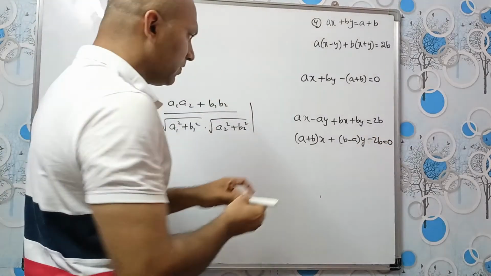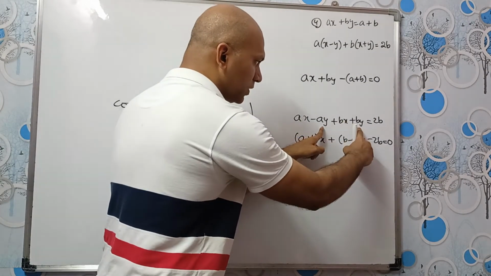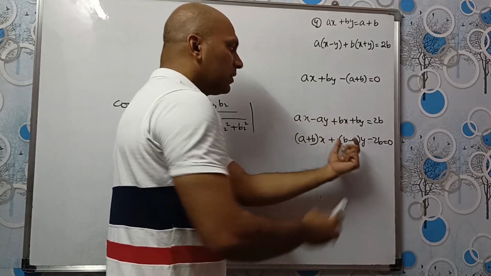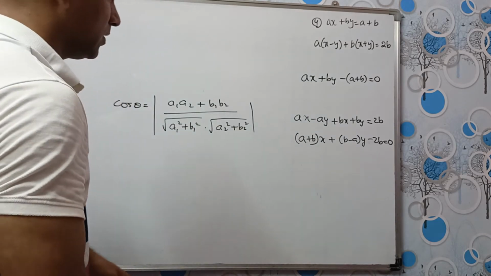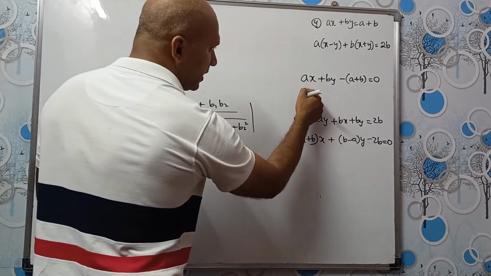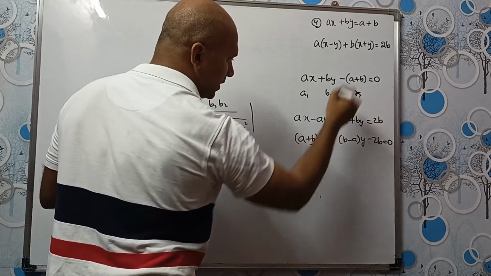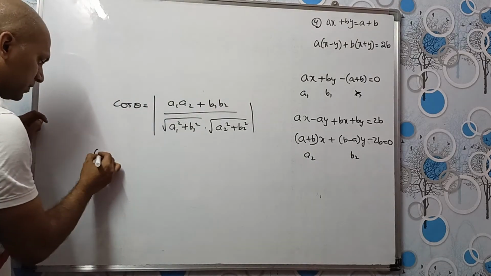So see here, we took x common from these two terms, a plus b. We took y common from these two terms, so it will be minus a plus b, but we wrote it b minus a. We wrote b first and then a. Alright. Now, this is a1, this is b1, this is c1. We don't need c1 at all, right? This is a2, this is b2. Alright. Let us substitute these values.